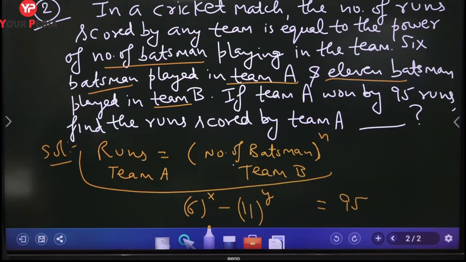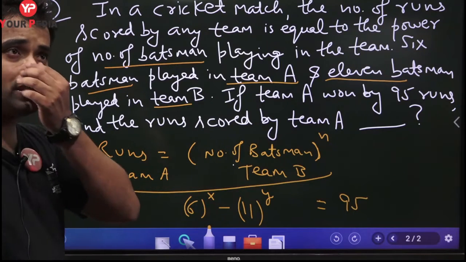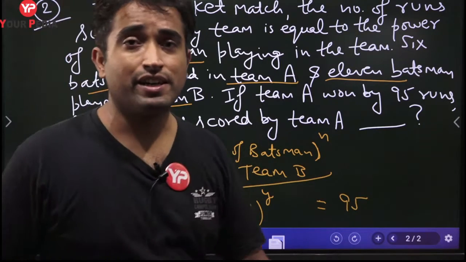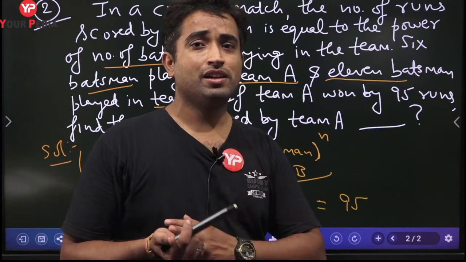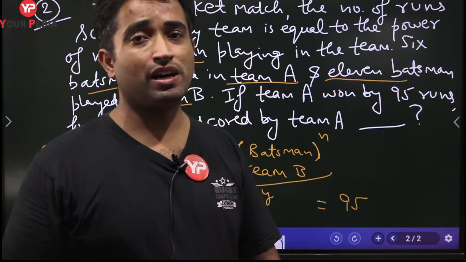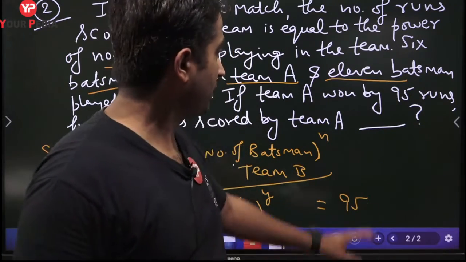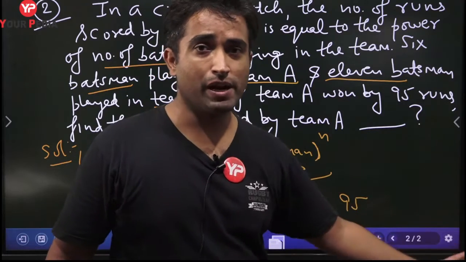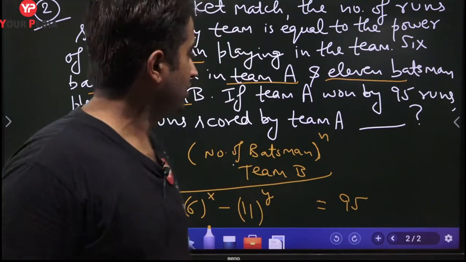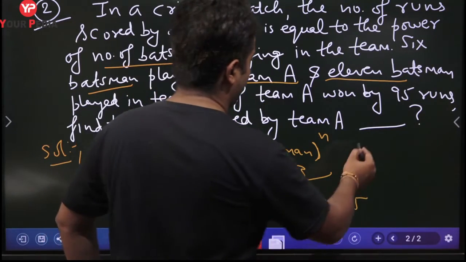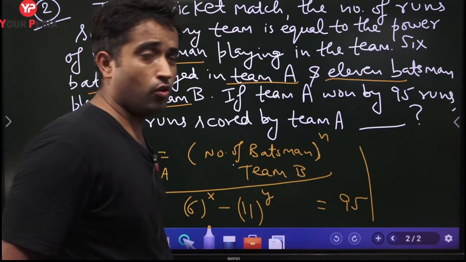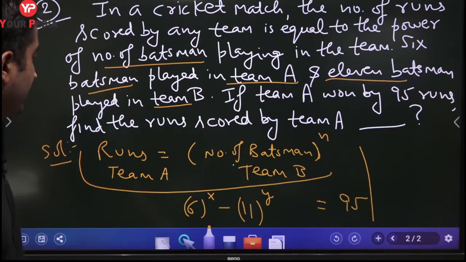Now you have to find out the number of runs scored by team A. Now see, actually I will say these types of questions are done by the hit and trial method. Otherwise sometimes they will also give you the options. Otherwise, if you are given a fill in the blank, then you can solve this. Otherwise they will give you the options. So how can I solve this?